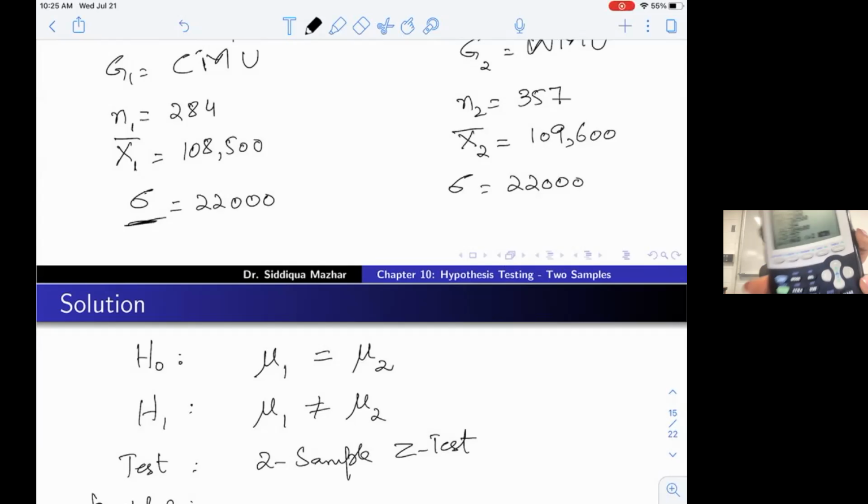Alternating hypothesis now not equal to. I'm going to press not equal to. Pooled data or unpooled, you have to choose. And then you will write down calculate.